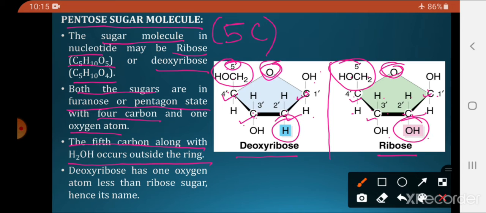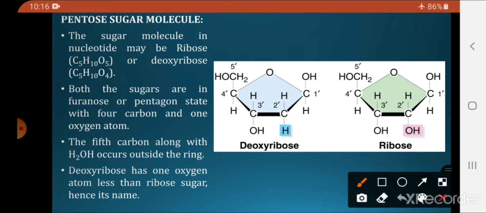The second carbon in ribose sugar has the OH group, whereas the second carbon in the deoxyribose has only hydrogen. It means 1 oxygen is less in the deoxyribose, and hence it is given the name deoxy. D means removal, oxy means oxygen. So it contains 1 less oxygen atom than the ribose sugar. The second position in the ribose sugar consists of the OH group, whereas in the deoxyribose it will only contain the hydrogen. It lacks 1 oxygen.